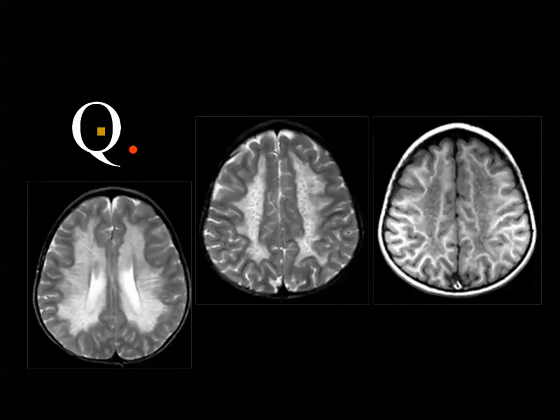What is this examination? MRI of the brain, axial T2 and axial T1. Then where is the pathology? In the white matter. What is the pathology? Diffuse abnormal white matter signal, the abnormality being bright in the T2 and hypo-intense in the T1.